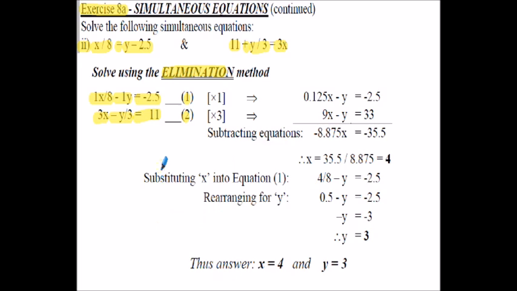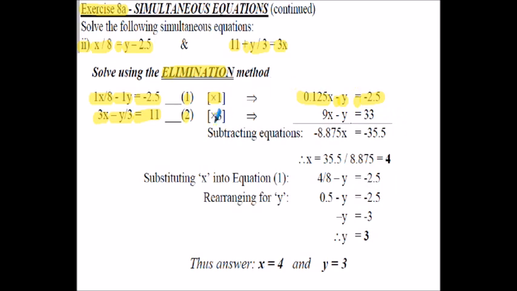So I'm going to leave equation 1 as is, basically just multiplying that by 1. So I'll write over here 0.125x, that's basically 1 divided by 8 in decimal. Take away the 1y is equal to minus 2.5. So just reformatted the equation, but it's basically the same equation.